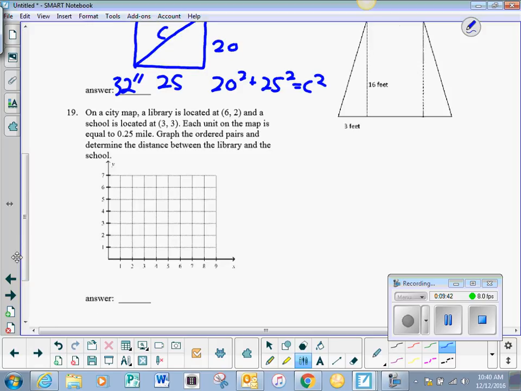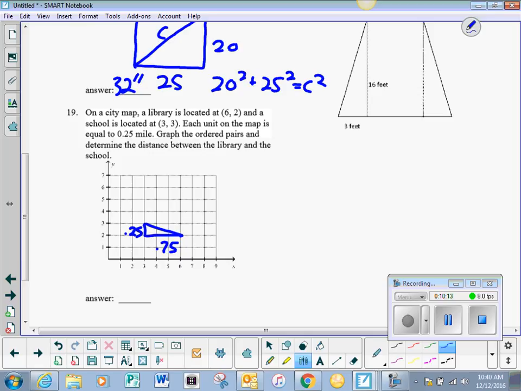19. This is a good problem because this is real life. We have a school located at 3-3. We have a library at 6-2. And the question is, how far apart are they if you could walk straight there? Well, each square is 0.25 miles by 0.25 miles. So that means this is 3 units or 0.75 miles, and this is 0.25 miles, because it's 1 unit, right?